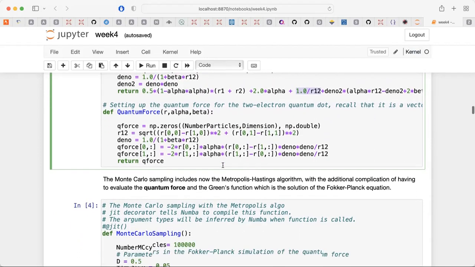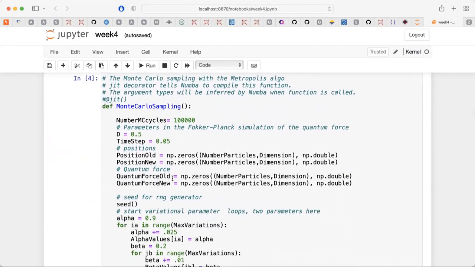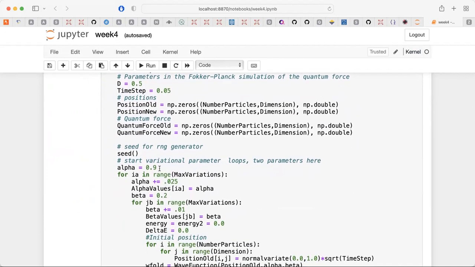Then we have the Monte Carlo sampling. And here I'm setting up this importance sampling. So I have my position old, my position new. I calculate my old quantum force and my new quantum force, because they are needed in the setup of these ratios of probabilities. So I know that my minimum is at alpha equal to 1.